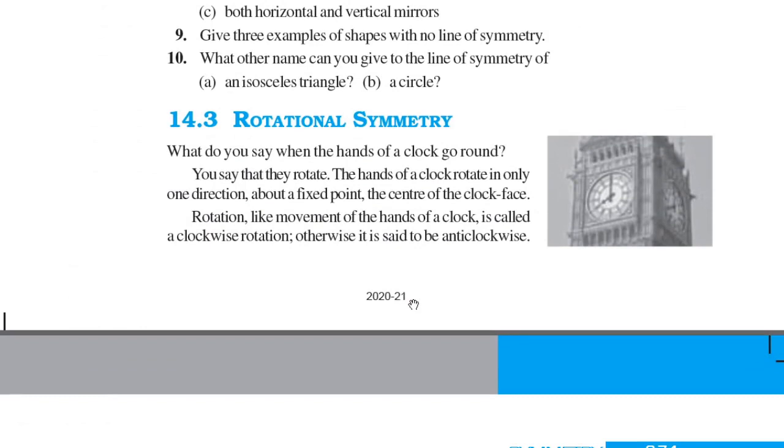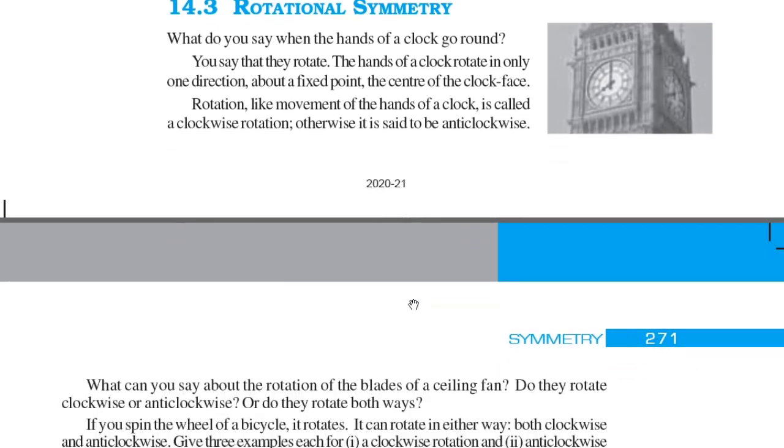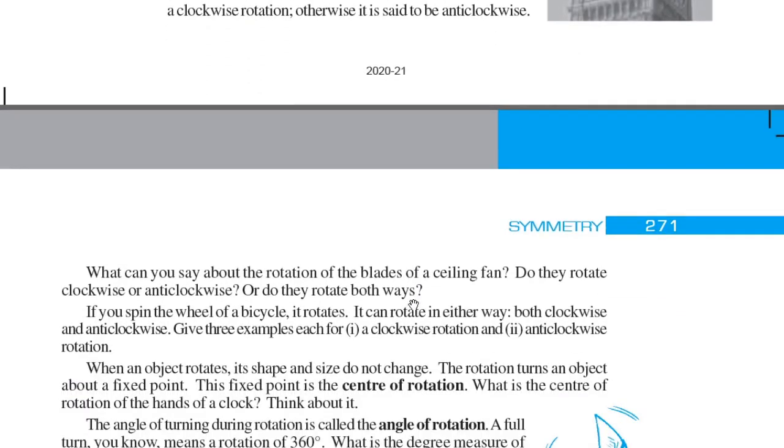Rotational symmetry. What do you say when the hands of a clock go round? You say that they rotate. The hands of a clock rotate in only one direction, about a fixed point, the center of the clock face. Rotation like movement of the hands of a clock is called a clockwise rotation. Otherwise it is said to be anti-clockwise. So the opposite direction of clockwise is anti-clockwise.